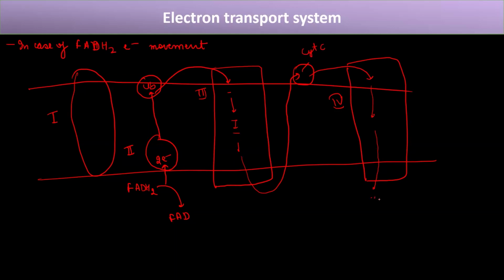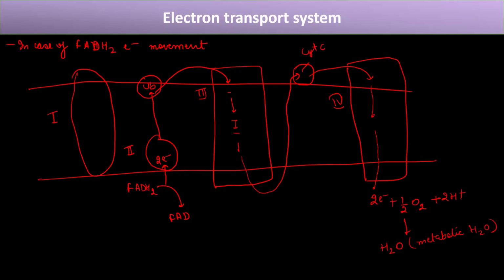How many electrons are moving? Two electrons, right? So these two electrons, in the presence of oxygen and hydrogen ions, lead to the production of water. And this water is metabolic water. Wherever water is formed by the process of metabolism, that water is known as metabolic water. Okay.